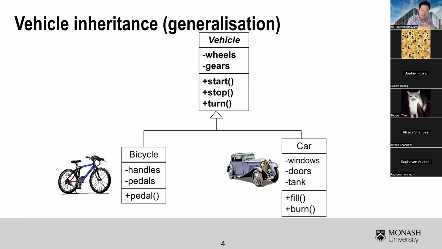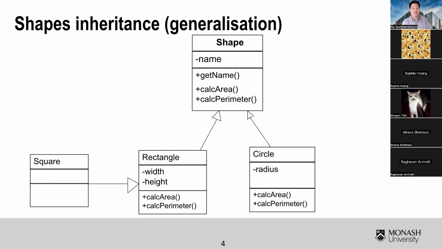The new class that inherits the base one can also introduce new properties, new attributes or new operations. Like in this case, the bicycle has its own handles and pedals, but the car has three new attributes: how many windows, how many doors, and the size of the tank. It has two new operations as well. We can fill the tank, it can burn, that kind of thing. Yeah, all right, so that's the inheritance here.